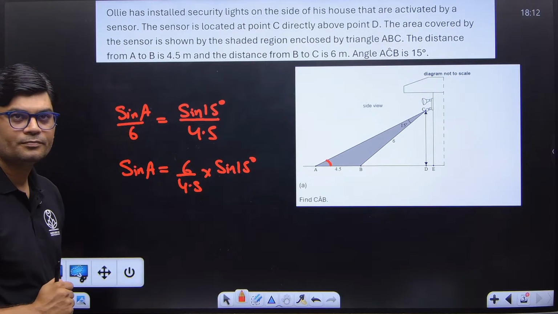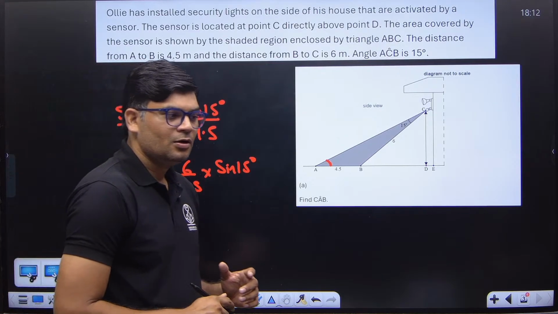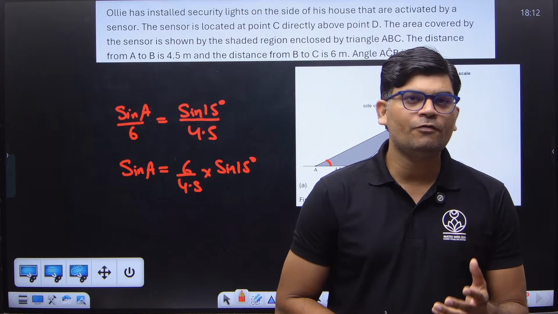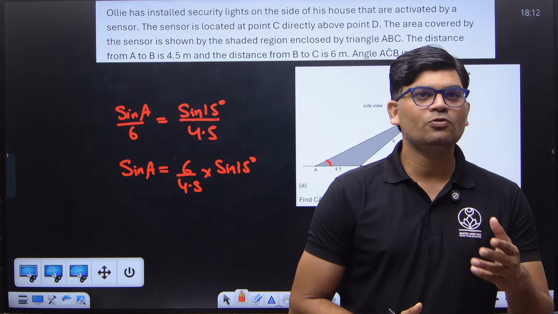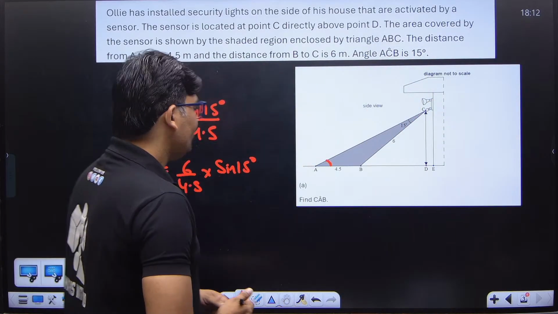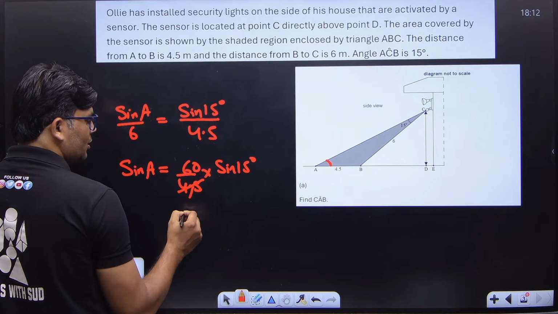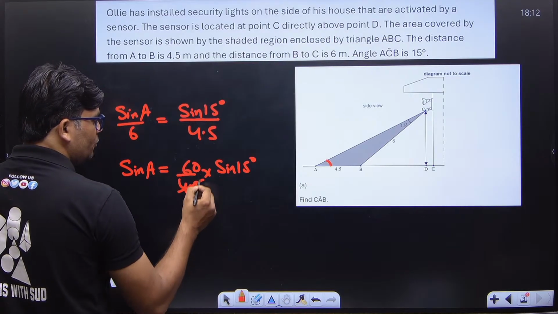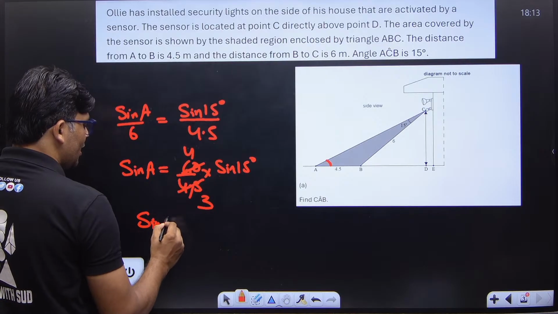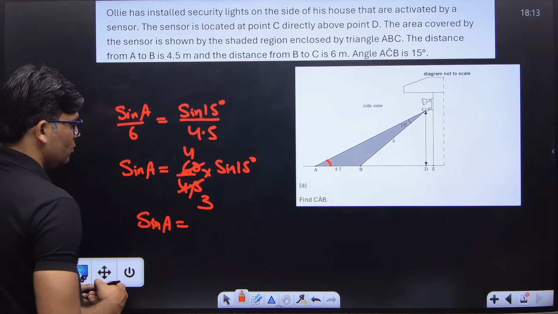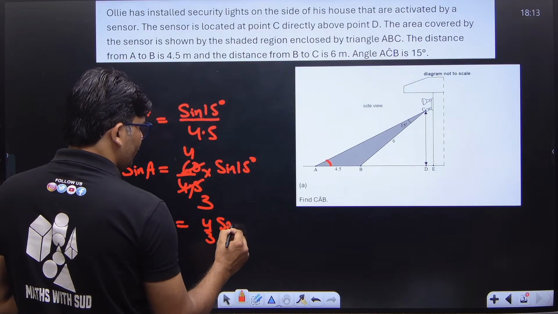All right. Now if I ask you what is the highest common factor of 45 and 60, I will say it is 15. 15 into 3 is 45 and 15 into 4 is 60. So I can make this 60, remove the decimal. That means sine A will be equal to 4 by 3 times sine 15 degrees.